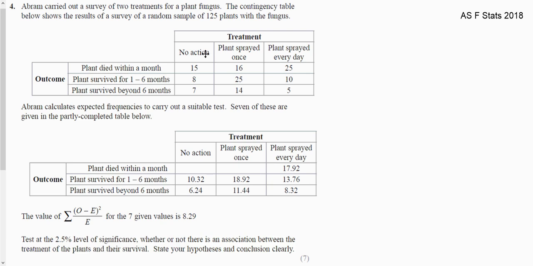Final question on the table is the chi-squared test. That is, you don't have to do the full test, they've done some of the work for you. Important things to read in here: there's 125 plants, that's going to be our total. And then this is our observed data. And then he's done its expected here, so most of that's already worked out for us.